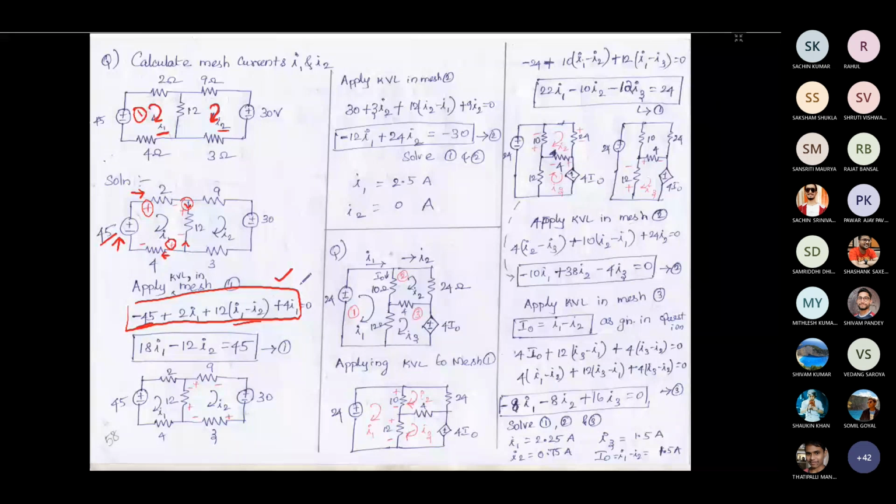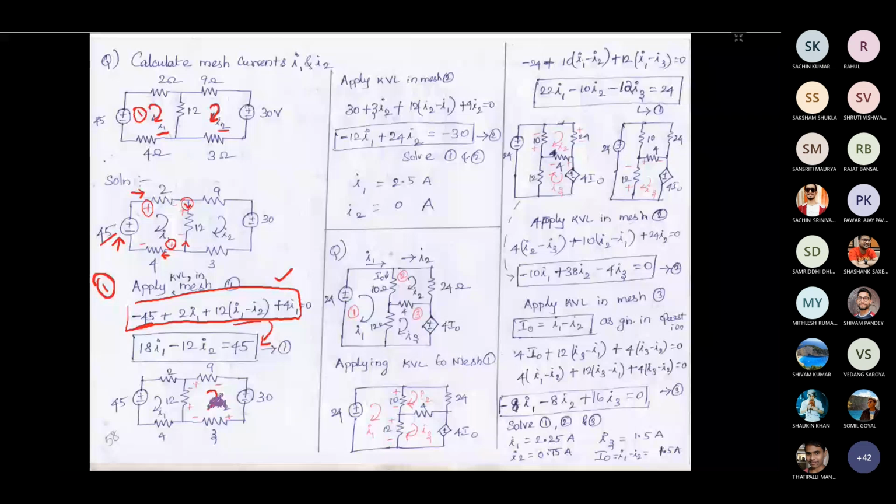Based on this, if we reduce it, we will get one equation, that is 18I1 minus 12I2 is equal to 45. So this is for the first mesh. Then for the second mesh, consider this circuit. In this, the second mesh is here. The current direction for the second mesh is like this.